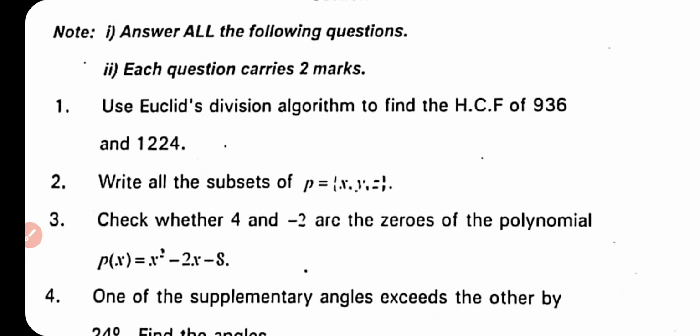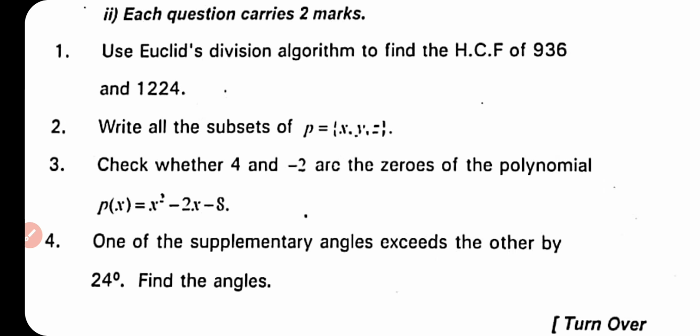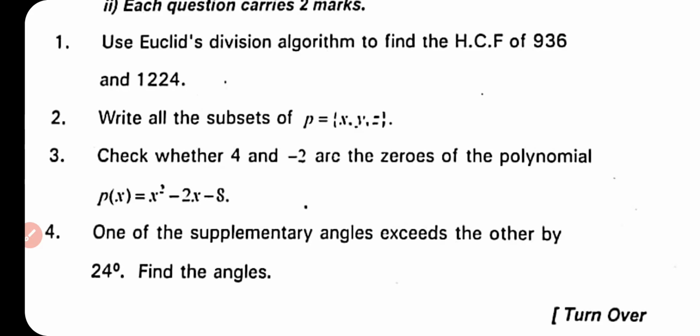Question number 3: check whether 4 and minus 2 are the zeros of the polynomial p(x) equal to x square minus 2x minus 8. Fourth question: one of the supplementary angles exceeds the other by 24 degrees.